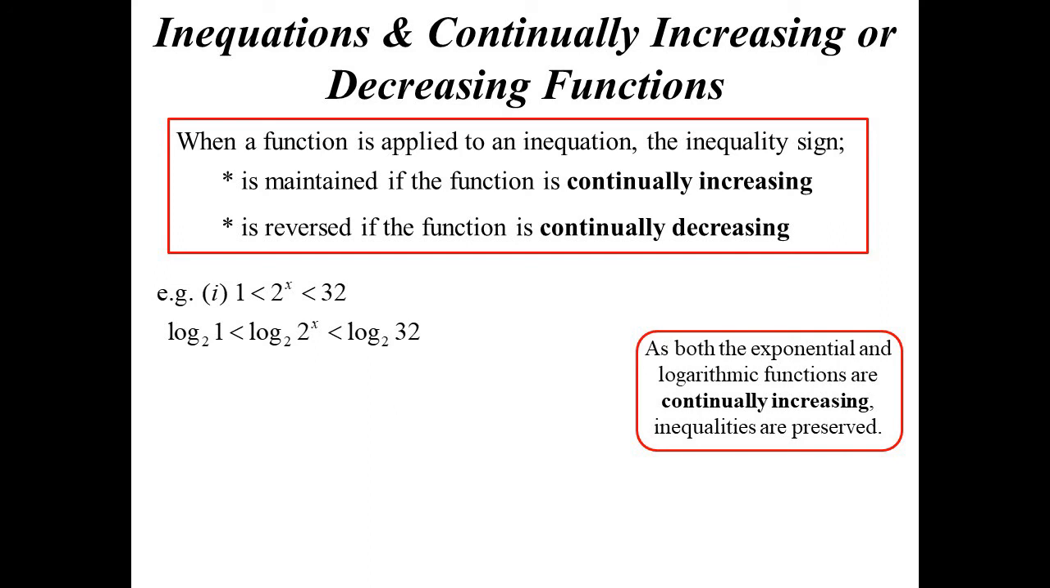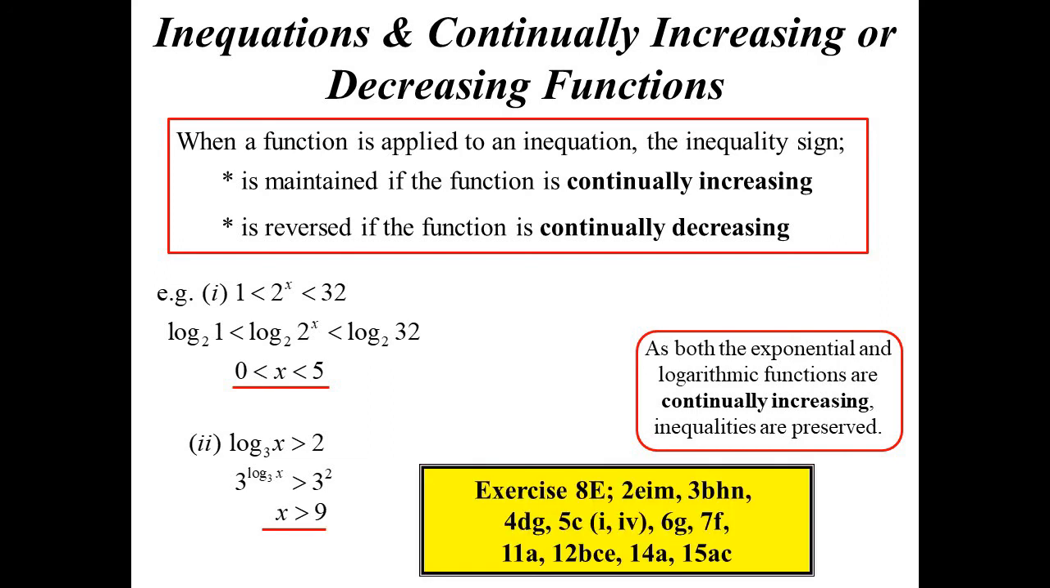So log 1 base 2, well that's 0. Log 2 base 2 is obviously 1, so we just get x. And log 32 base 2 is 5, so x is in between 0 and 5. So log x base 3 is greater than 2. In this case I'm exponentiating both sides. So x is greater than 9. X is greater than 9. Okay, that'll do us. Exercise 8e.